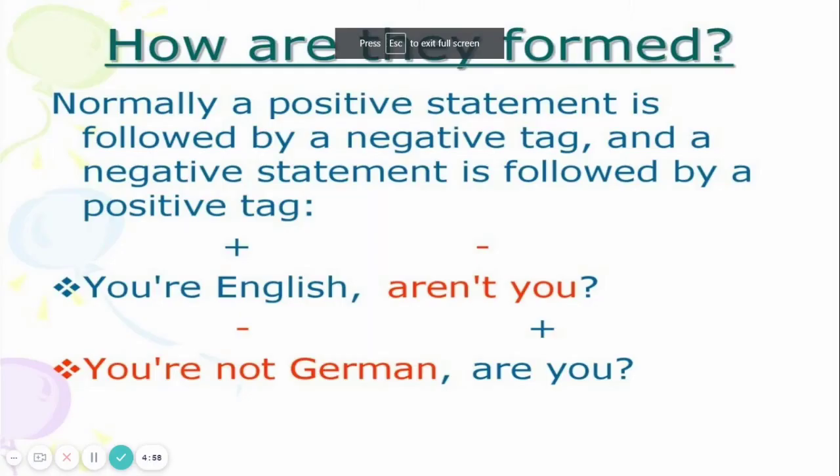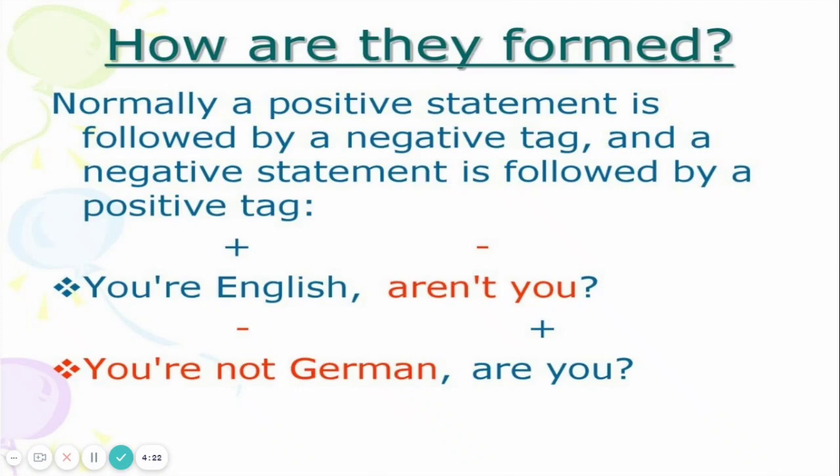Now we will see how question tags are formed. Normally, a positive statement is followed by a negative tag, and a negative statement is followed by a positive tag. You might get a little confused, but listen carefully. Normally, a positive statement is followed by a negative tag, such as aren't you, aren't we, don't you. When it comes as a negative tag, we add not along with it.